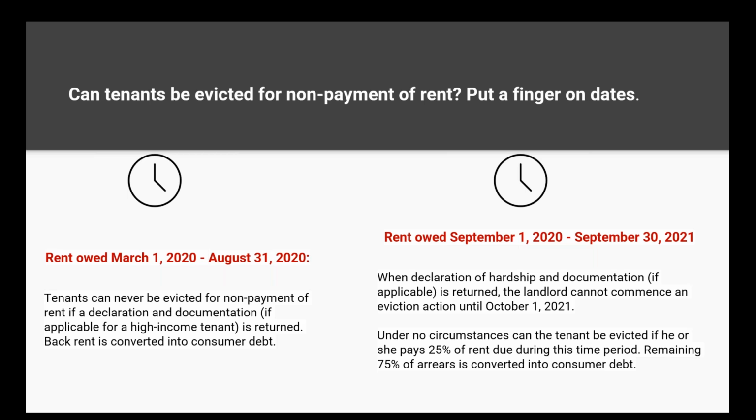The remaining 75% of the rent is converted to consumer debt, and you can proceed in suing the tenant for the debt, getting a judgment for the debt, but you cannot use that 75% money to proceed with an eviction action. The public policy behind this is as follows.